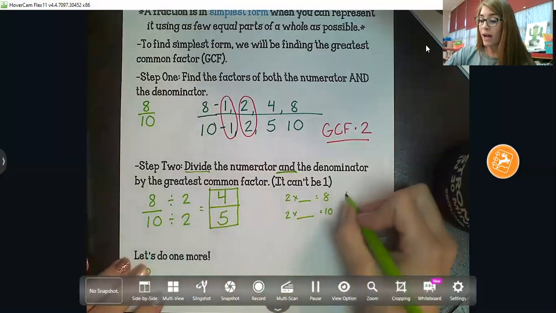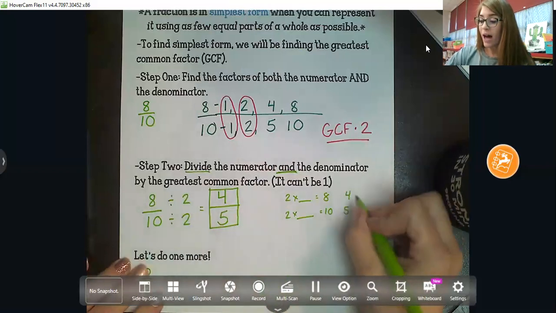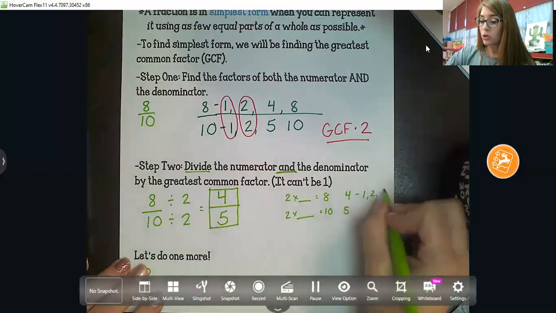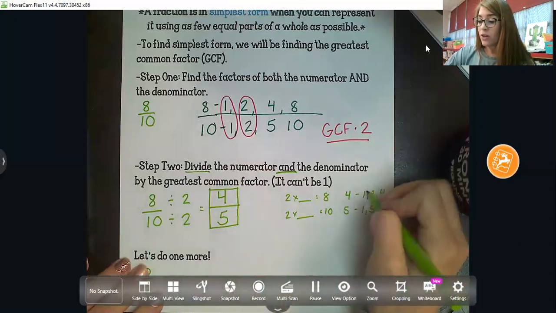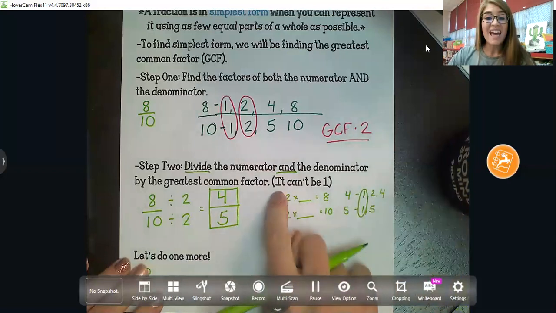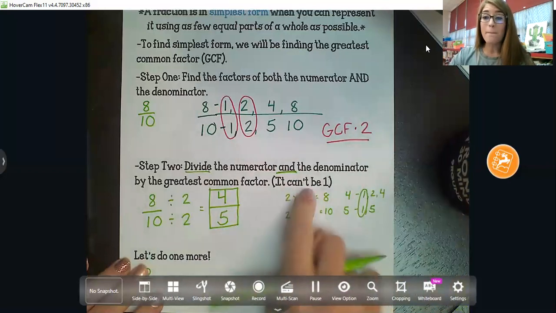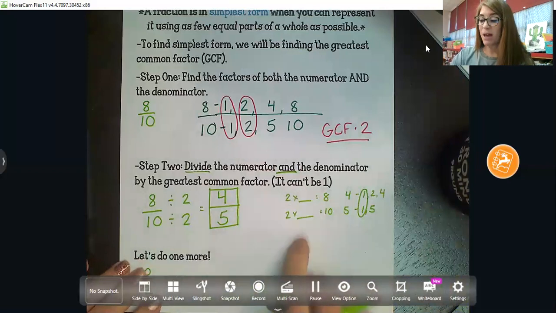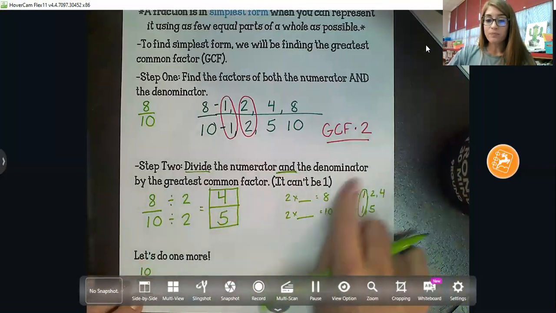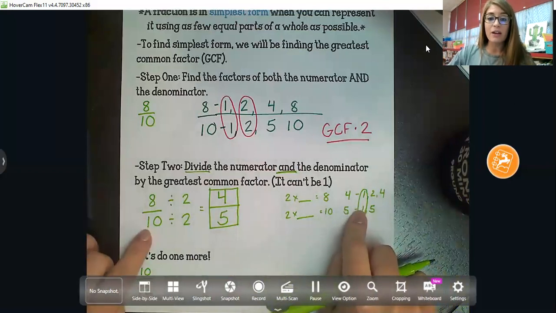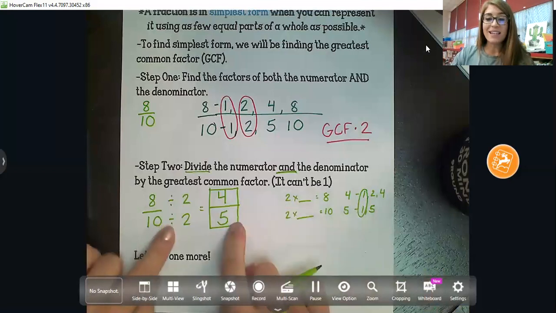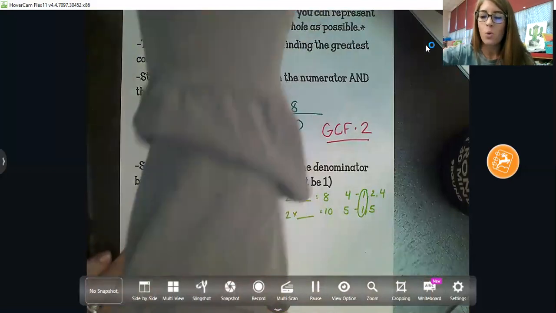When we have our factors of 4 and 5, we've got 1, 2, and 4, and then we've got 1 and 5. The only thing they have in common is 1, and that GCF cannot be 1 because we're going to get the same answer that we already had. So when you find that your numerator and denominator do not have anything in common other than 1, it is now in simplest form. All right, let's do one more, okay?